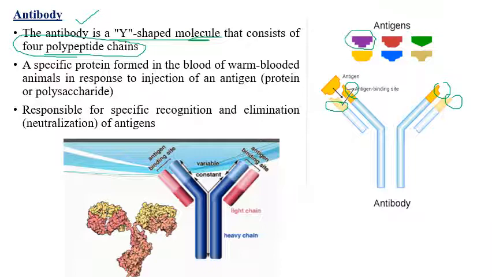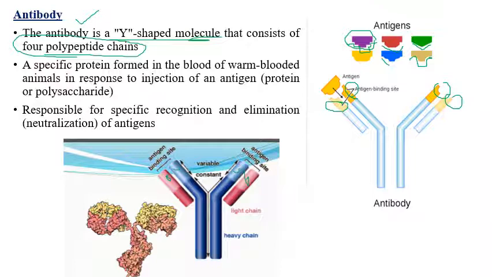They produce different types of structures. According to the shape of their epitope region, the antibody changes so that it can trap the exact antigen. So this antibody is a Y-shaped molecule. It consists of four polypeptide chains: chain 1, chain 2, chain 3, chain 4.